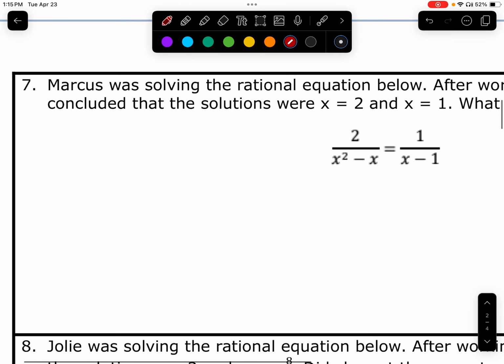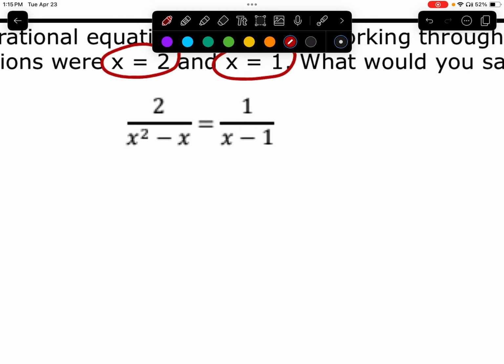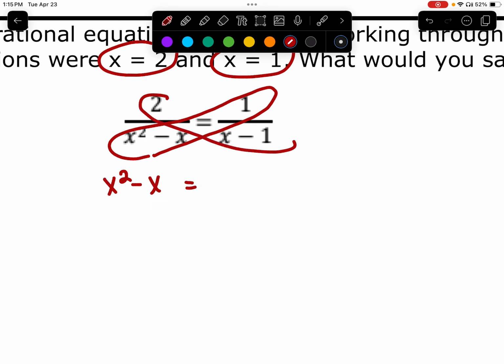Number 7. Marcus was solving the rational equation below. After working through the problem, he concluded that these were the solutions. What would you say to Marcus? All right, so let's go ahead and solve this thing. Hold on, let me do this real quick.